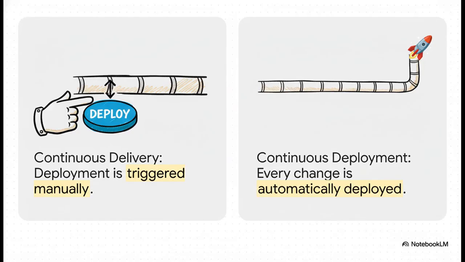Now, the CD part, this is where it gets interesting, because it can mean 2 different things. With continuous delivery, the pipeline does all the work to get the code 100% ready for production, but a human still has to push the final Go Live button. With continuous deployment, though, there is no button. If the code passes all the automated checks, the pipeline just releases it all by itself. So the real difference is that final manual approval step.